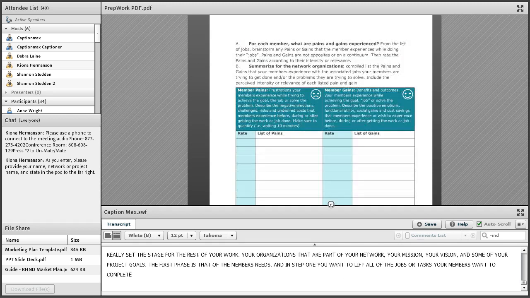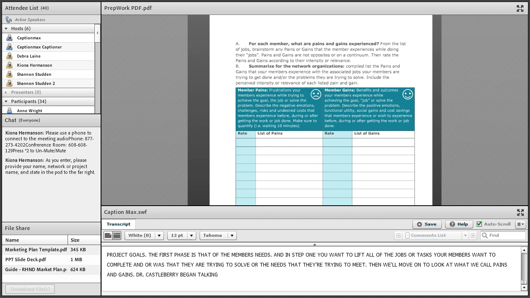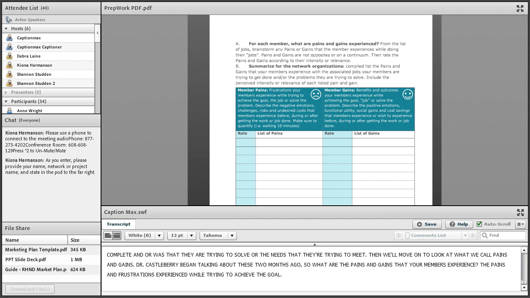The first phase is that of the members' needs assessment. In step 1, you want to list all of the jobs or tasks your members want to complete, or the problems that they're trying to solve, or the needs that they're trying to meet. Then we move on to look at what we've called pains and gains. Dr. Castleberry began talking about these 2 months ago. So what are the pains and gains that your members experience?